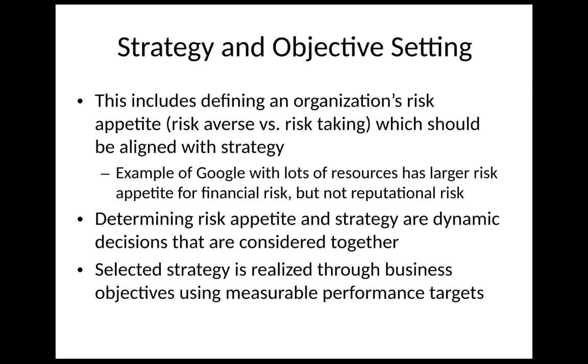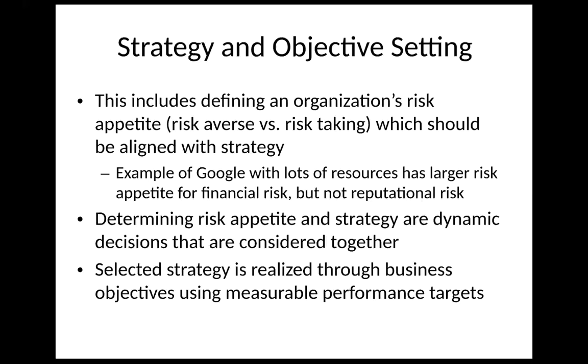But one of the things that Google is very focused on is their reputation, especially as it comes to privacy and those types of things. So where the risk appetite might be large for the financial aspect of mergers and acquisitions, when it comes to things that can harm their reputation, they have a much smaller risk appetite. Defining that strategy or those objectives, and identifying where that risk appetite is, is really important for an organization.